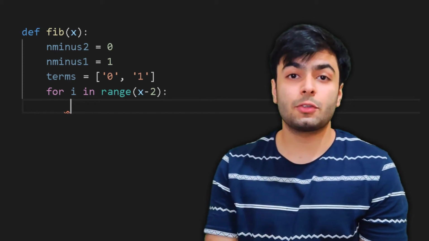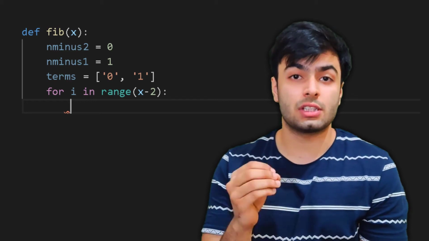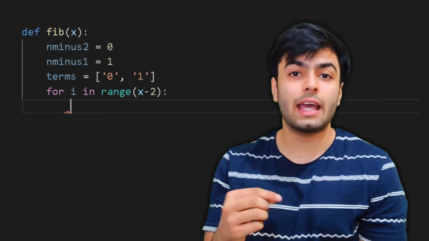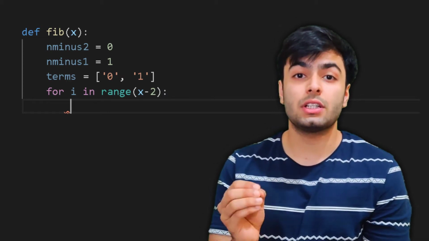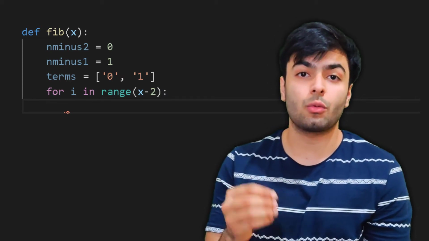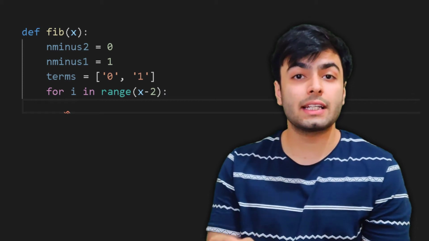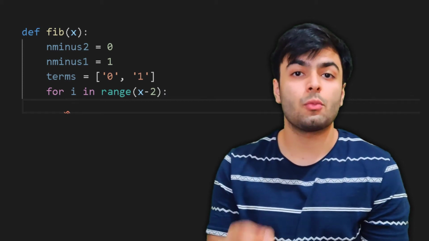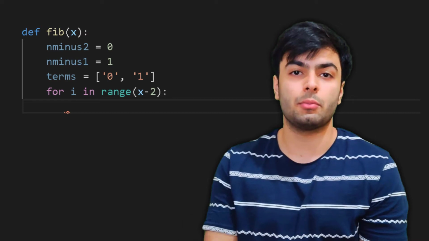This means that starting from the default start value, which is 0, this function is going to run x-2 number of times. Remember that the key here is we start counting from 0, not 1. Therefore, even though x-2 is not included, we are still counting x-2 number of times.